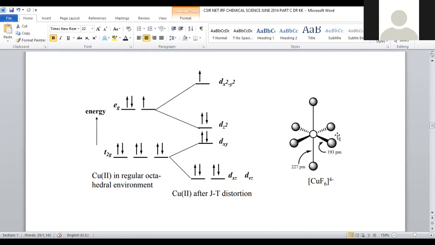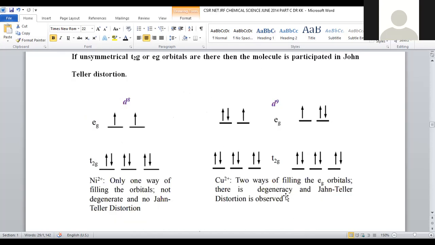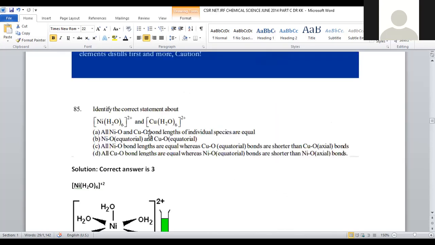193 picometers is the bond length of the equatorial bonds, and the axial bond length is raised because of Jahn-Teller distortion. That will be elongated to 227 picometers. So this will be given for the copper hexa-aqua complex, being it is a Jahn-Teller distorted one. Here all the angles are not exactly equal. Axial bonds are longer when compared to equatorial bonds, but in case of nickel, being it is a symmetrical molecule, Jahn-Teller distortion will not be observed.